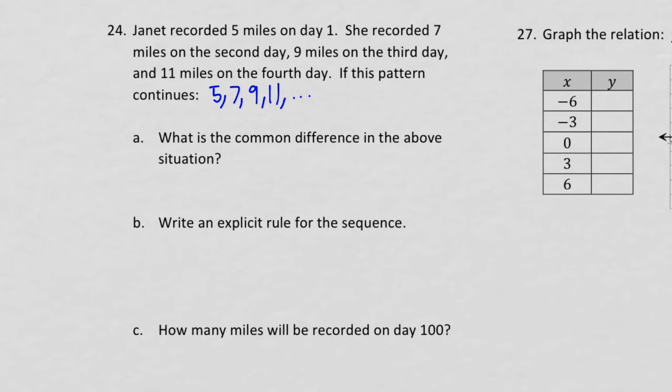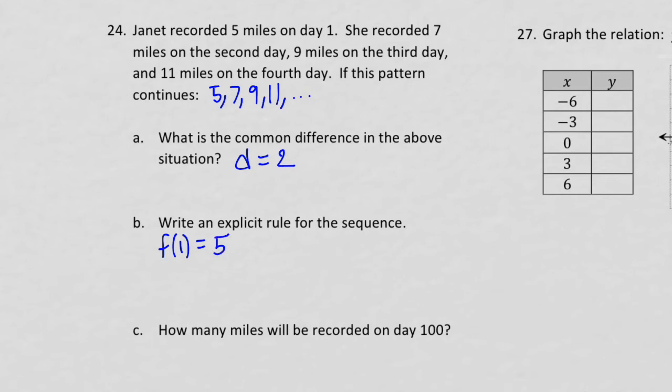So first, part A, common difference. 5, 7, 9, 11. You can see it clearly, I hope. What is it changing by? 2. D equals 2. Part B, write an explicit rule for the sequence. Remember, to write the explicit rule, you need f of 1 and you need D. We have D, we already wrote it, so we need f of 1. F of 1 is the first term, which is 5.